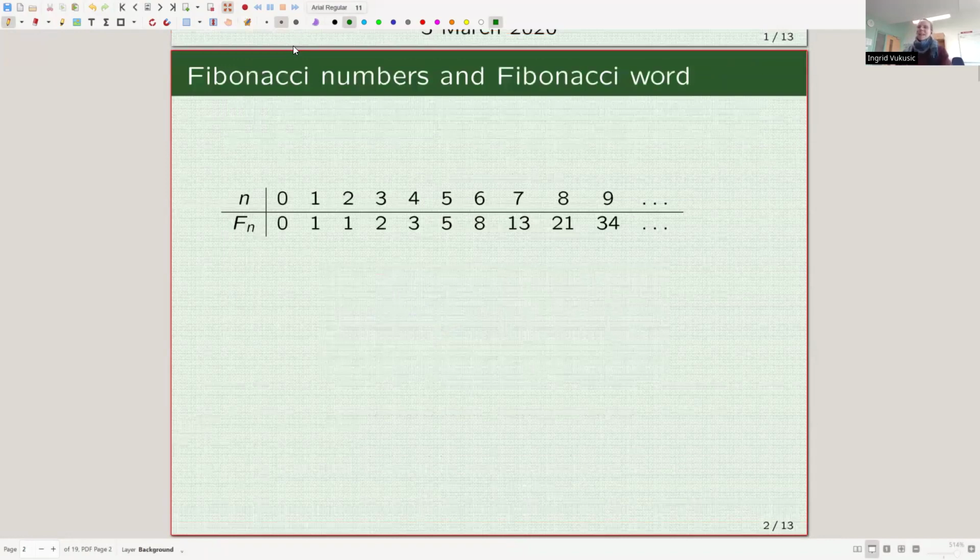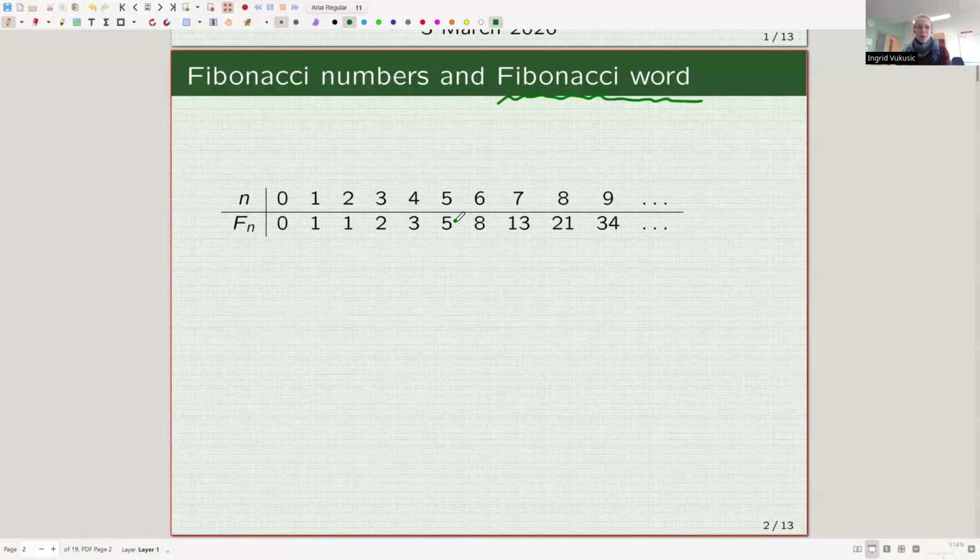Good. So let's start with the Fibonacci numbers. We all know the Fibonacci numbers. And also in this audience, probably everybody knows the Fibonacci word, but as a warm-up, let's define it together. The Fibonacci word is a sequence of zeros and ones. And so I suggest we just start with a 0, because why not? And then actually, it should be zeros and ones. So let's start with 0, 1.